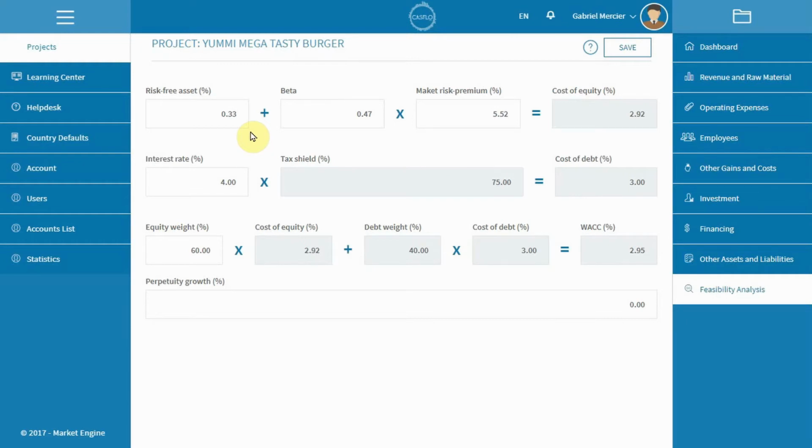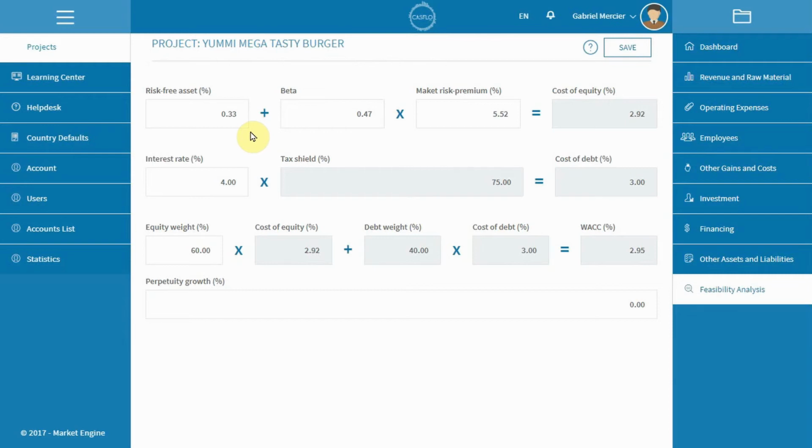The market risk premium corresponds to the difference between the average market return and the risk-free asset. For this example, let's consider an average market return of 5.85%, while we previously stated that the risk-free was 0.33%. This says that the market risk premium is 5.52%, based on these two previous parameters. We can now calculate our cost of equity.